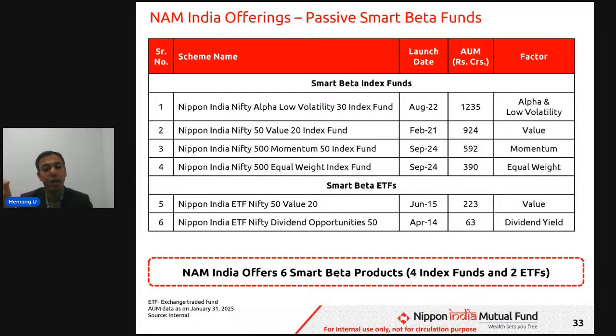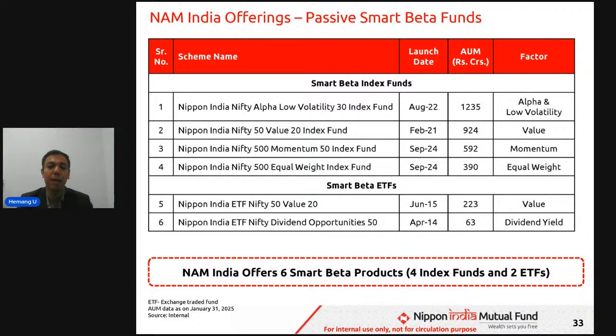For the Nifty 50 Value 20, again from 50 stocks, the top 20 value stocks based on P/E, P/B, ROC and dividend yield, using these scores within a weighted average, those 20 stocks will be picked up. In the 500 Momentum 50, a basket of 500 stocks which have done well over 6 and 12 months during a particular rebalancing period will be selected. In the equal weight one, like I said, 0.2% weight across all 500 constituents, right? So these are for index funds.